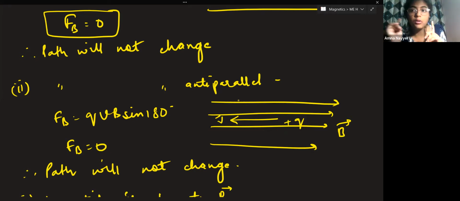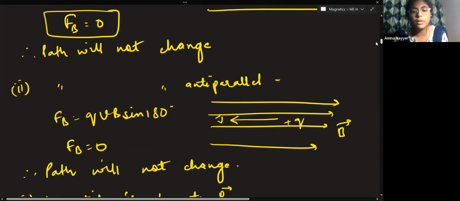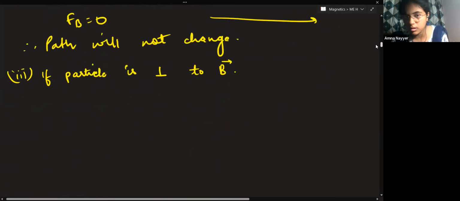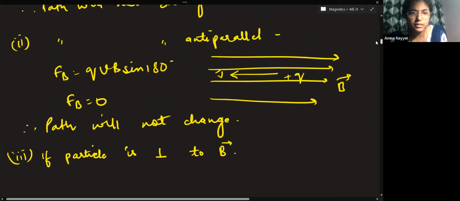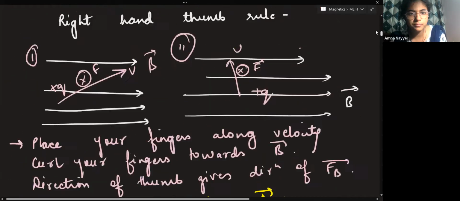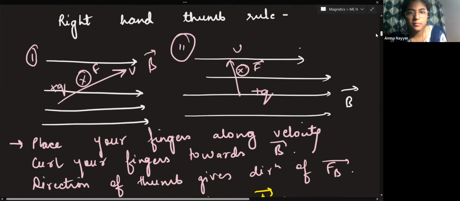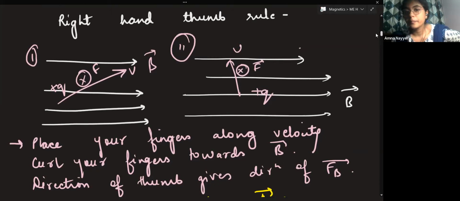Fine. Now we'll move on to the third case, which is very, very important. But before that, I want you to at least write till here. We'll discuss this third case. This is very important if it is perpendicular, if the particle is moving perpendicular to the magnetic field. Because this is important, I want all of you to pay attention. So note it down till here, because now the right hand thumb rule will get involved. The last case is easier, but the third case is very important.